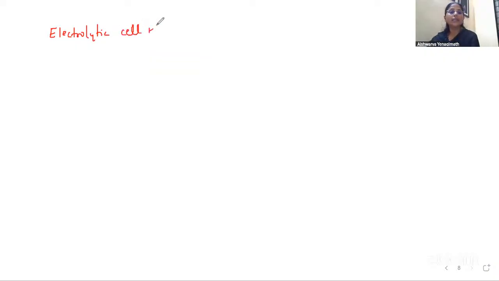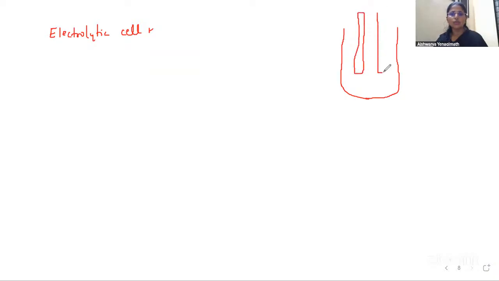As I said, the electrolytic cell is only a single cell in which both the electrodes are dipped. So let us understand the setup first. See, this is a container which you call a cell, and both the electrodes are dipped in the same solution.